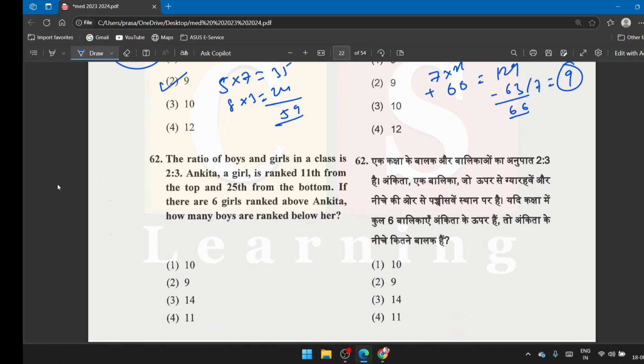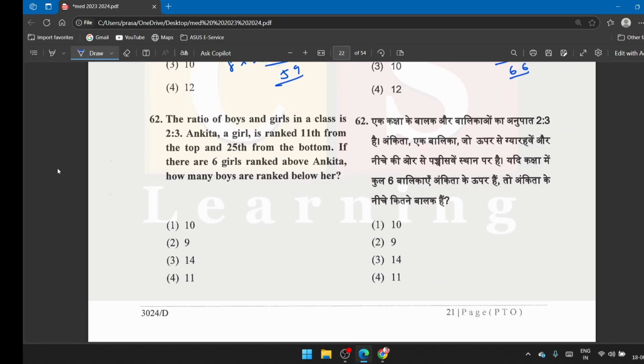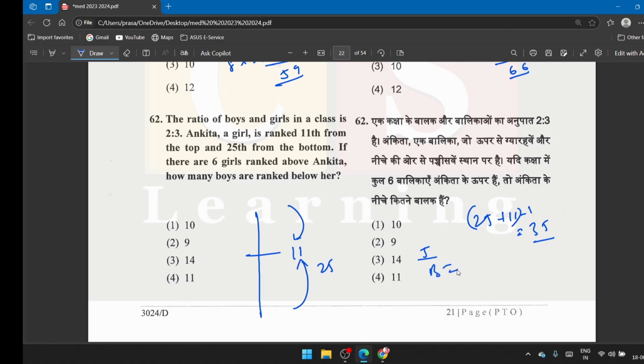The ratio of boys and girls in a class is 2:3. A girl is ranked 11th from the top and 25th from the bottom. So how many total students are there? 25 plus 11 minus 1, that means 35. Now 2:3, total parts are 5. Boys to girls is 2:3. So how many boys? 35 by 5 into 2, that means 14. And how many girls?